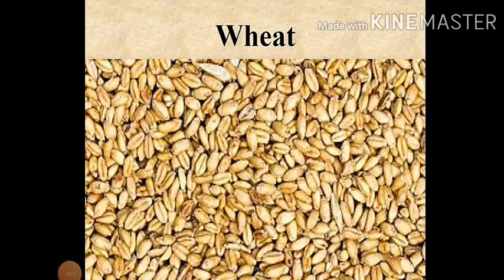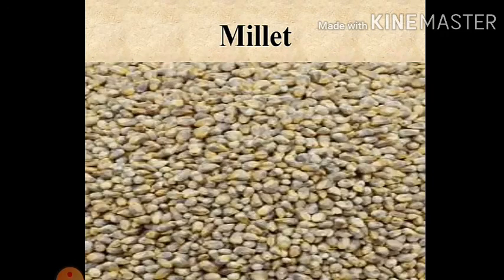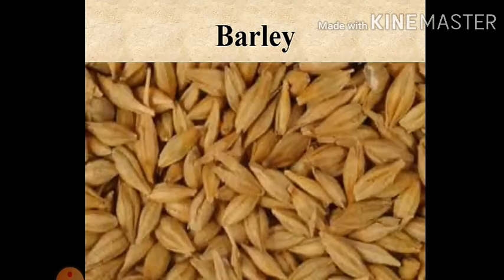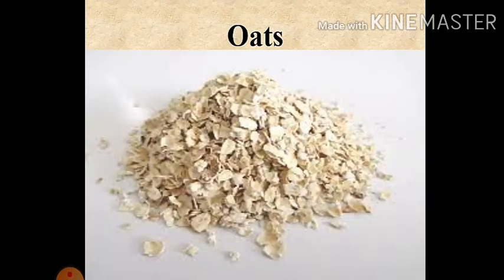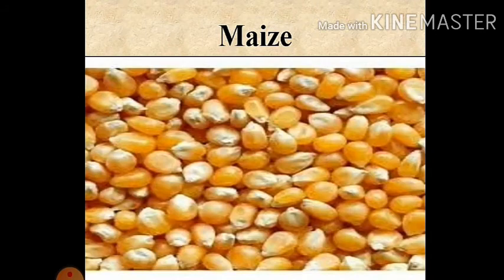Okay, so let's see examples of cereals again. Wheat, rice, millet, barley, oats, maize, etc. These are the examples of cereals. Pulses, then cereals. Now let's go for oil seeds.